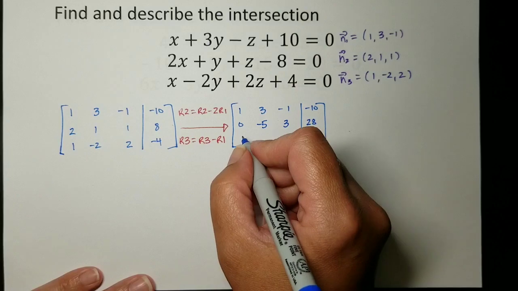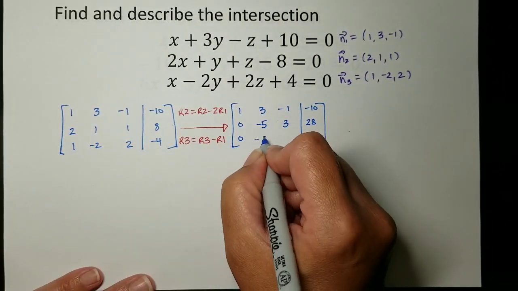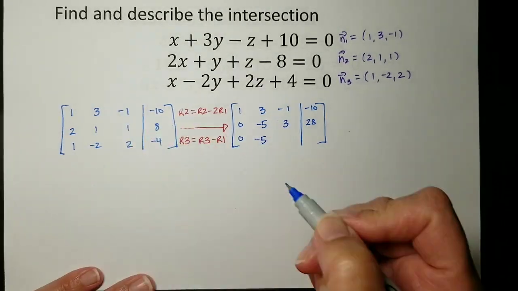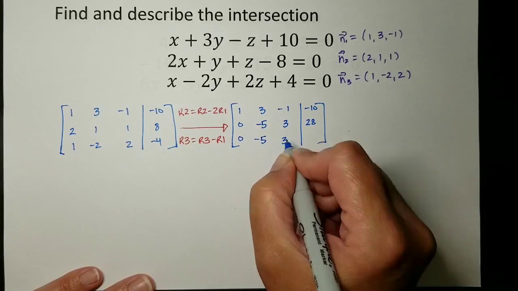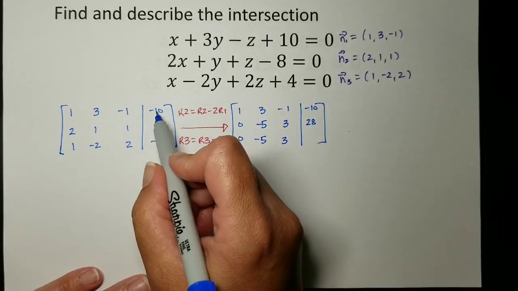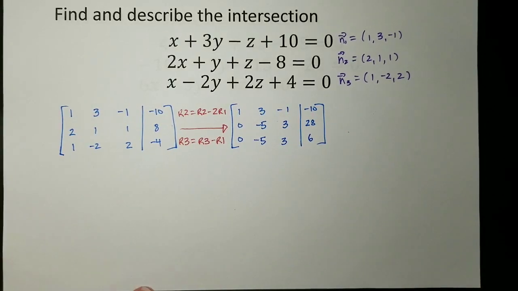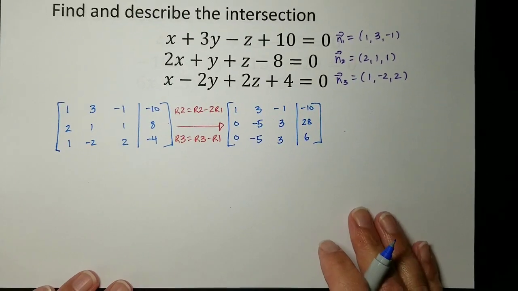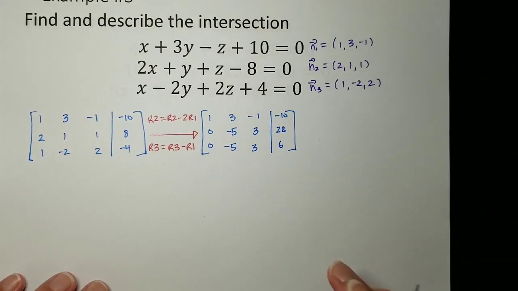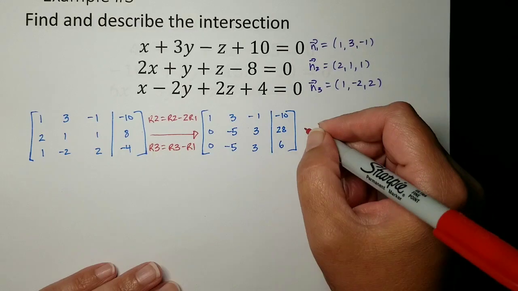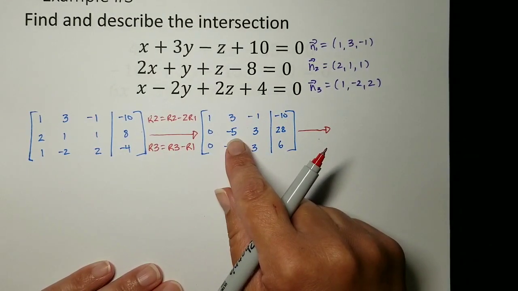So 1 minus 1 gives me 0. -2 minus 3 is -5. 2 minus -1 is 3. And -4 minus -10, so plus 10, would be 6. So that's step 2. Step 3, we're going to go through and get a 1 in that middle spot.